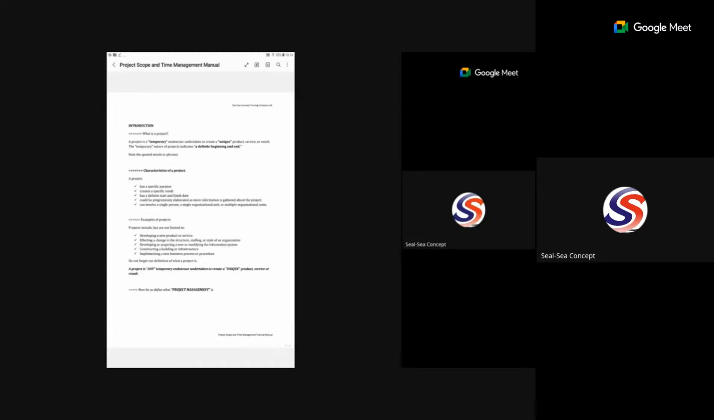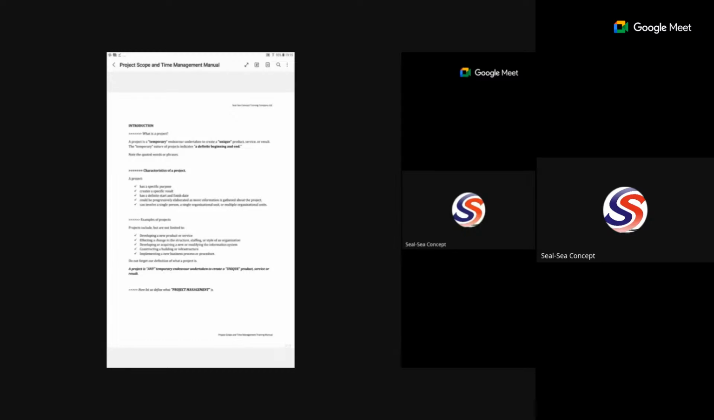Another feature of a project is that it must be unique. A project must be unique in what it promises to deliver. Either you are carrying it out to give a unique product, it might be a unique service, or it might be just a unique result.